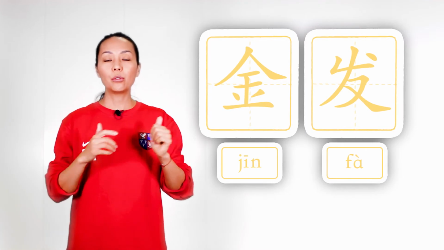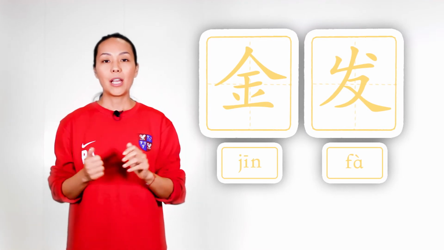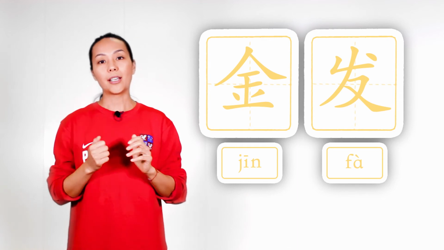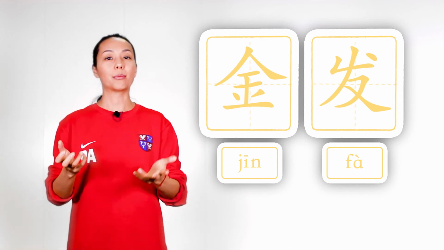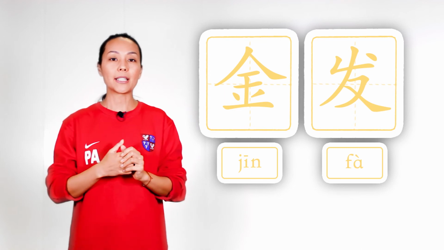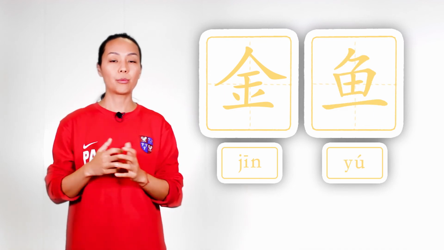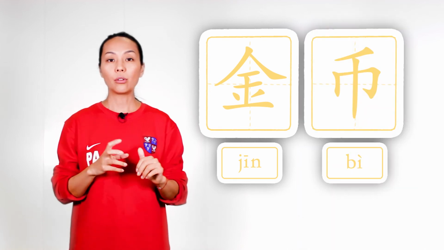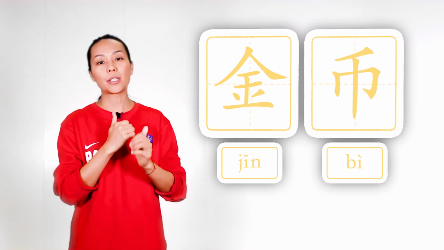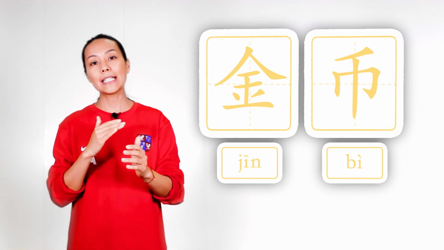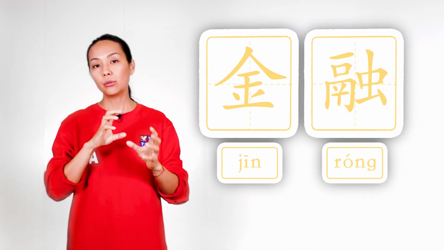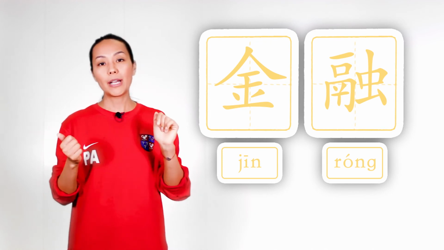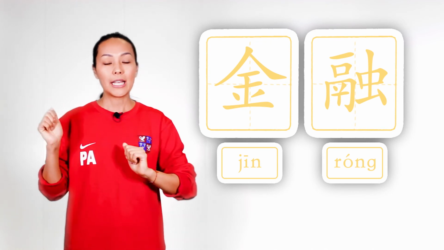Now, guys, let's look at words where we use jin as a separate word. For example, the cool word jin fa, which means blonde. Jin, gold, fa, hair. Golden hair, so it's blonde. Another cool example is 金鱼, goldfish, obvious. And the third example, 金币, gold coins or coin. And a super cool example, finance, 金融, metal or gold plus 融, circulation. So circulation of money from metal, it's finance.